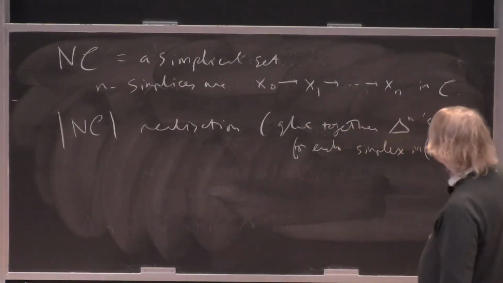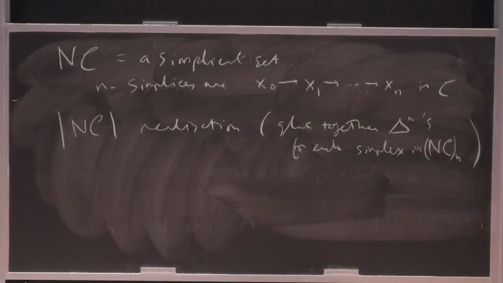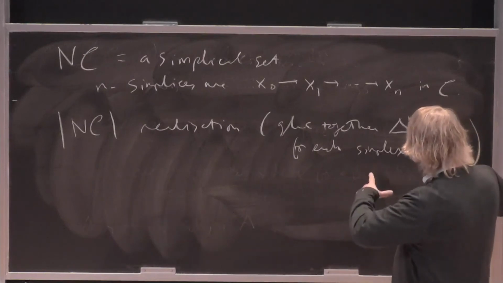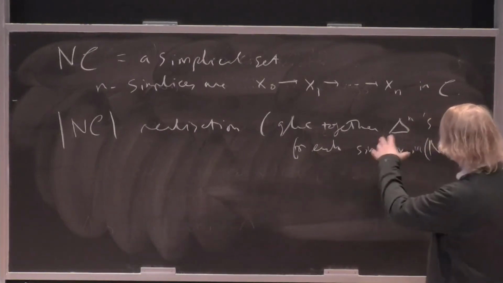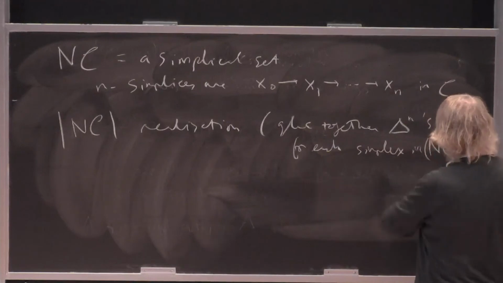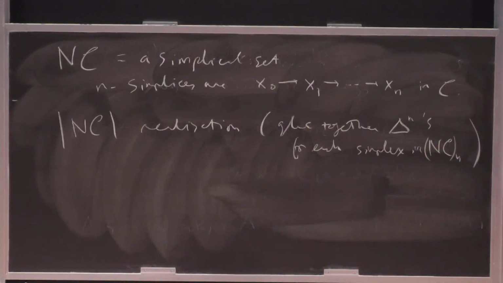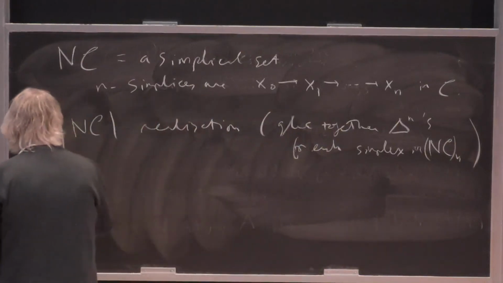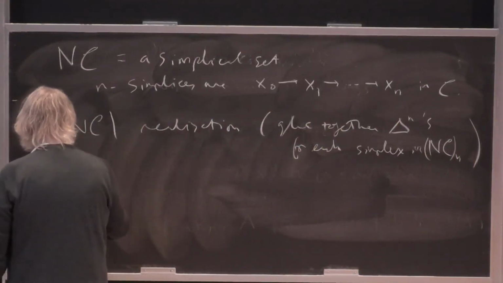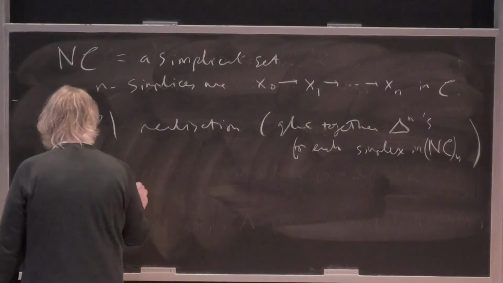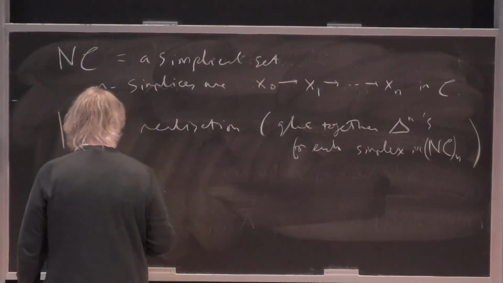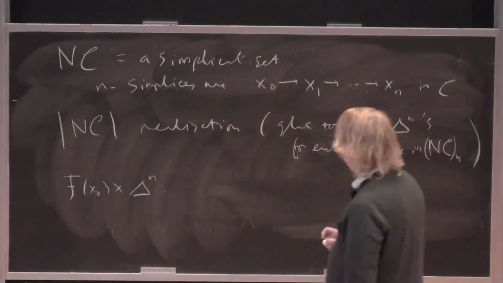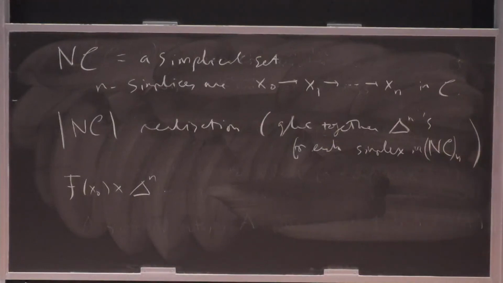So the realization is basically you take real simplices, in the sense of subsets of R^(n+1). You take these simplices and glue them together according to some formula depending on how the boundaries of the simplices work in the simplicial set. Okay? And now we could take f of x0 cross the simplex. And we could try to glue those things together, okay?